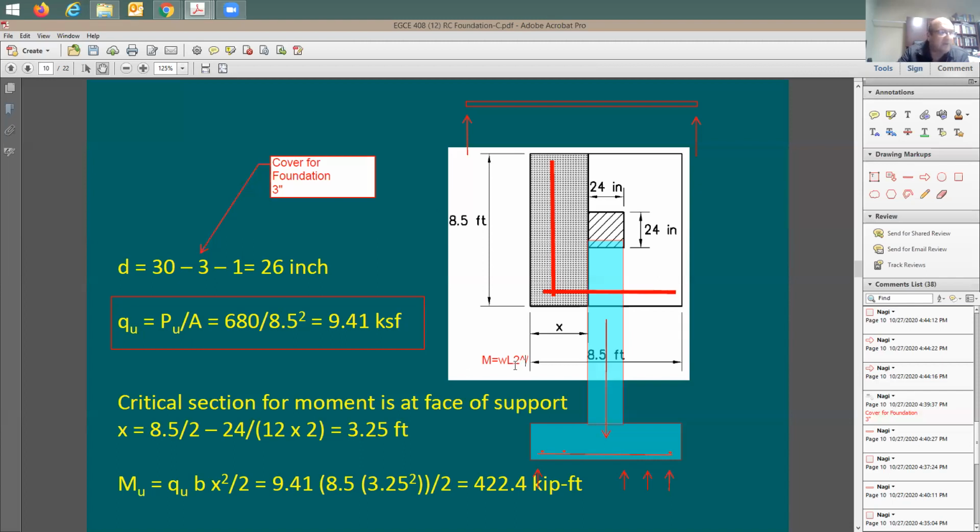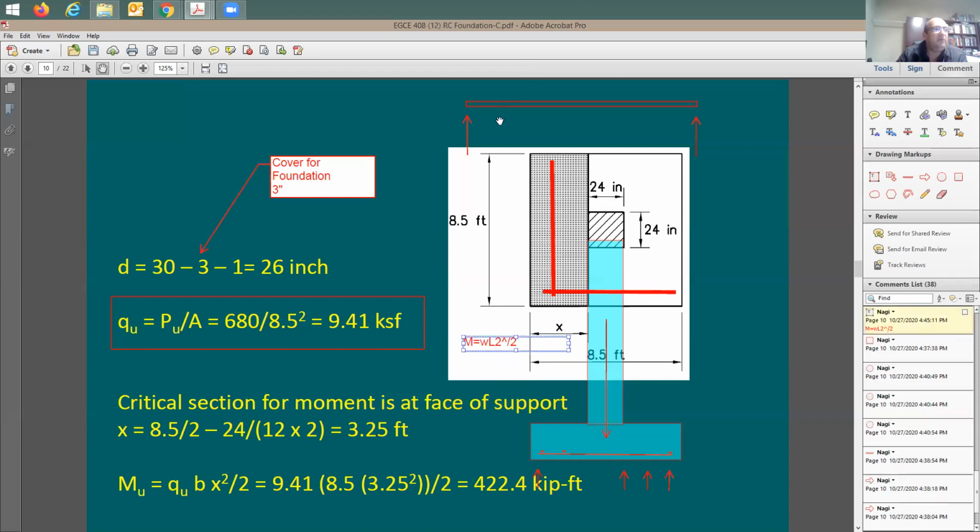WL squared divided by what? 8? 2? It's going to be divided by 2 for a cantilever. Simply supported is going to be WL squared divided by 8, because you have two supports. Now this works as a cantilever. Where is the L that I need to use for my cantilever? It's going to be the distance from here only to here, because my section is going to be right at the face of the column. Taking a section at the face of the column is going to give me the maximum moment that may happen on the footing.